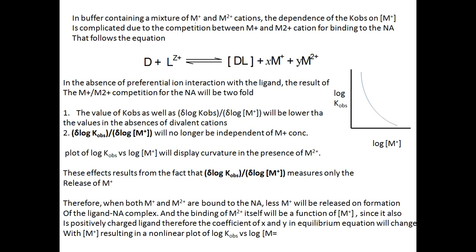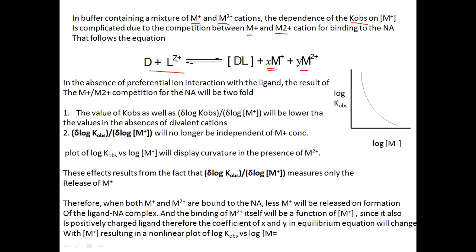In a buffer containing both monovalent as well as divalent cation, the binding constant K absorb will depend upon M plus ion concentration, but it is complicated due to the competition. There is always a competition between the +2 ion and the +1 ion to bind to this nucleic acid. So this cation binding to nucleic acid follows a particular equation which we have already talked about, with D plus L to the power Z plus, that is the charge of the oligocation, the molecule which is binding to DNA, and how many divalent ions and how many monovalent ions are released from the nucleic acid.